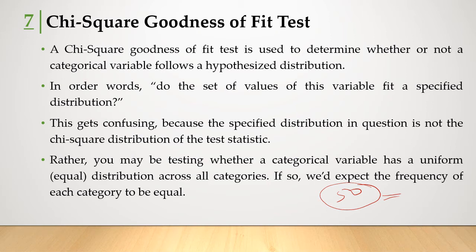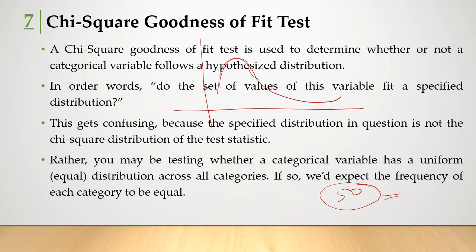This gets confusing because the specified distribution in question is not the chi-square distribution of the test statistic. So when we say we want to see whether the variable follows a specified distribution, we are not looking at the distribution that I drew earlier, the one that is left skewed. It could be any other. We want to see whether the data that we have follows that particular distribution, and we use the goodness of fit to do that test. Yes, it can be a little confusing when you're trying to explain to another person.